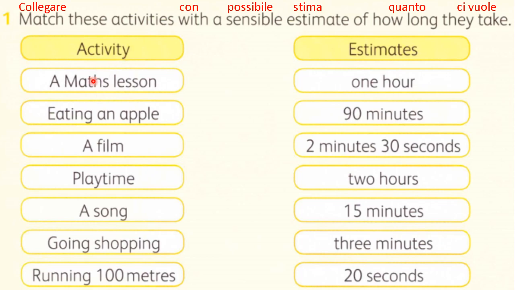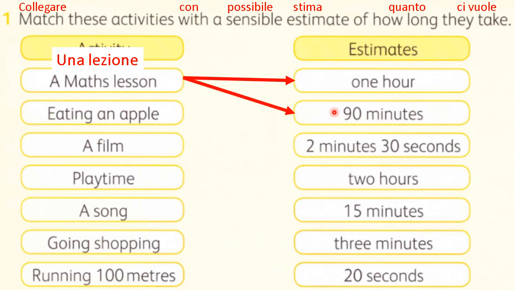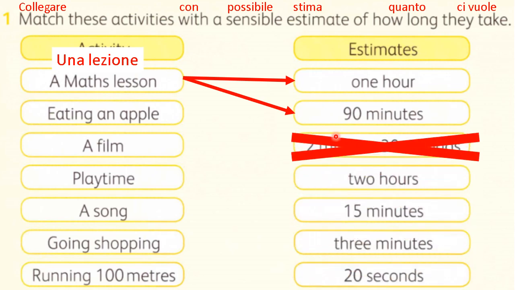Match these activities with a sensible estimate of how long they take. A maths lesson. Can a maths lesson last 1 hour? Yes, I think it can. Can a maths lesson last 90 minutes? I think it's possible. Can a maths lesson last 2 minutes and 30 seconds? No, that's not possible.